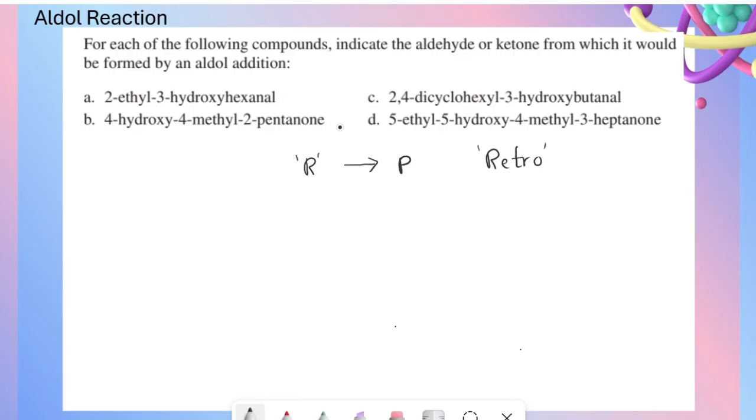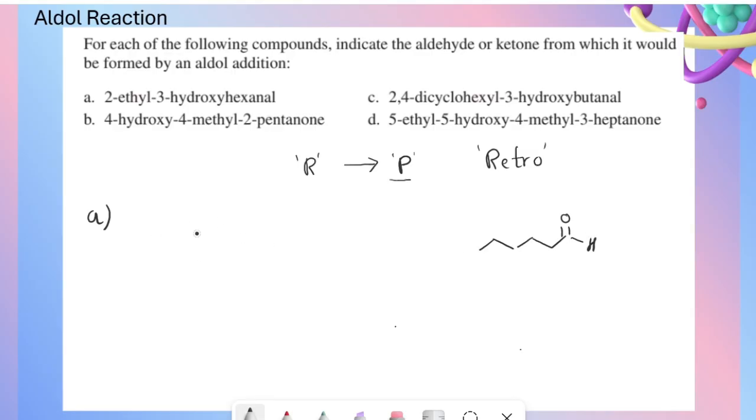For the given question, the IUPAC names of the product is given. You have to convert these names to the structures and then find out the reactant. Now, let's get started with A. The A product is 2-ethyl-3-hydroxyhexanal. So, hexanal means it is an aldehyde.